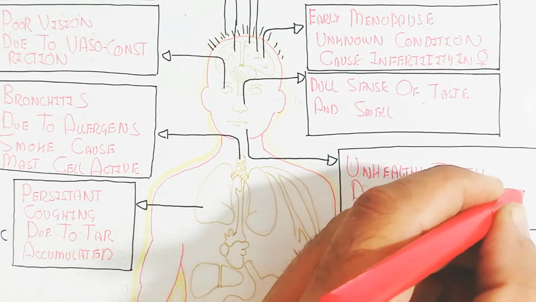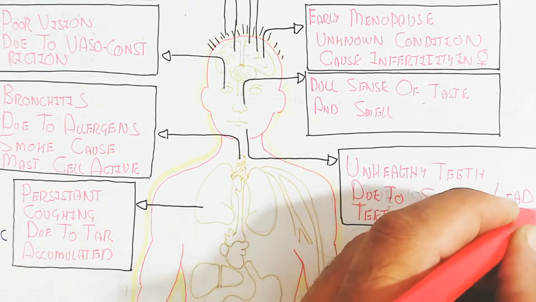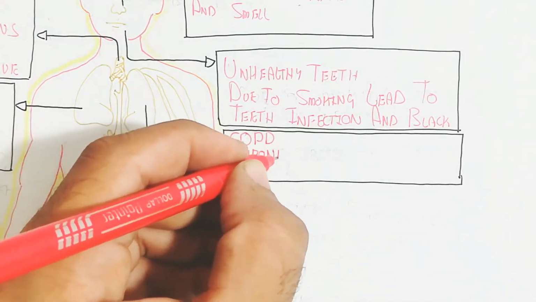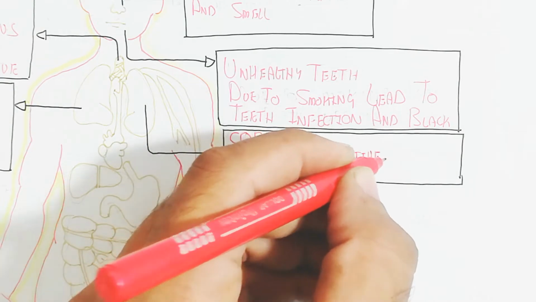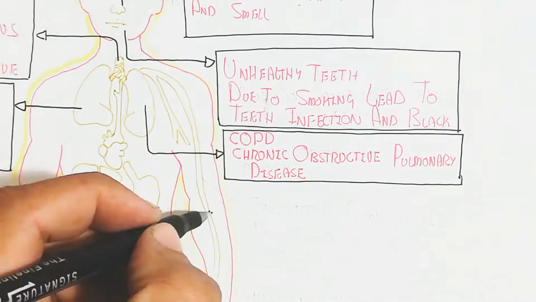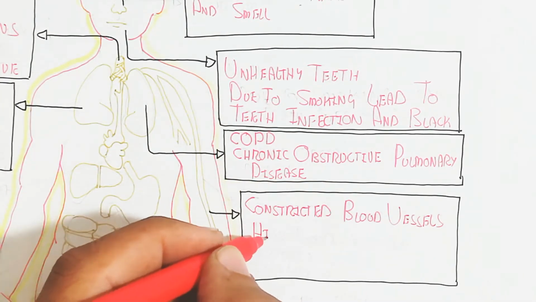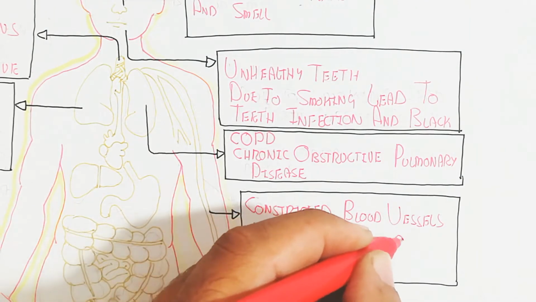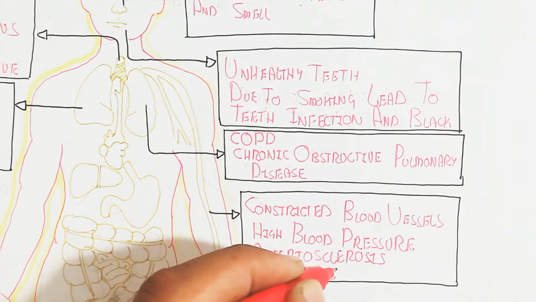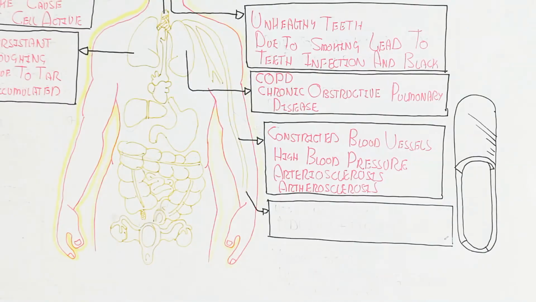On the other hand, unhealthy teeth: smoke leads to teeth infection and blackness and tar accumulation. COPD, chronic obstructive pulmonary disease, can be caused, and also constricted blood vessels, high blood pressure, arteriosclerosis and atheroma. So that is why there are a lot of complications.